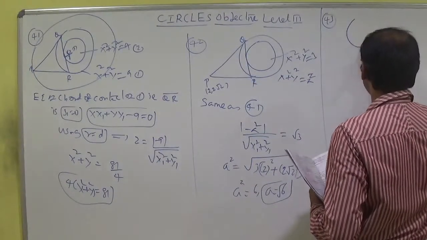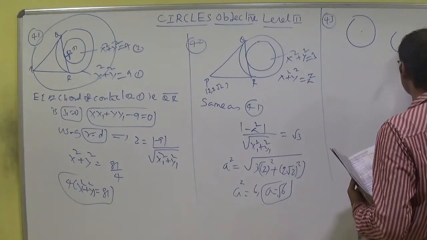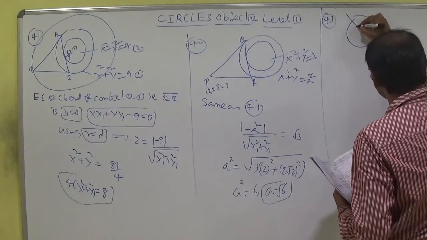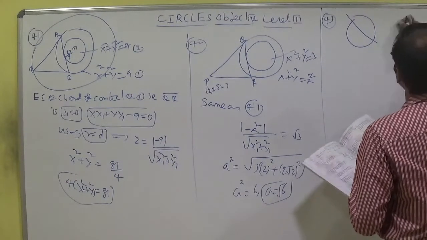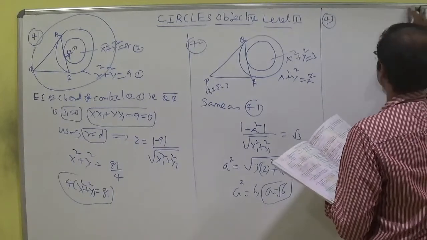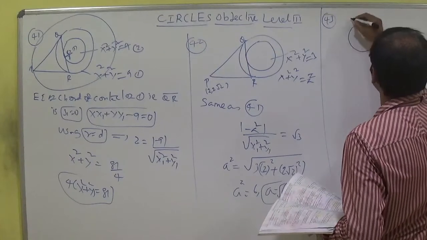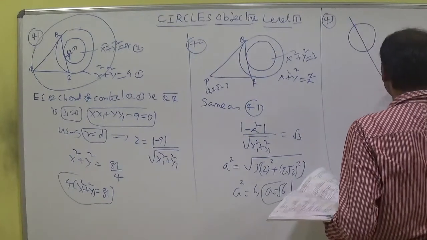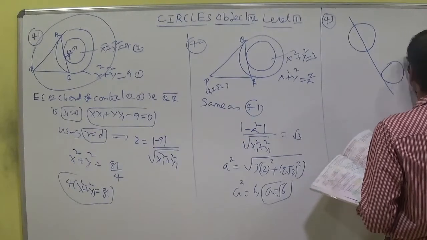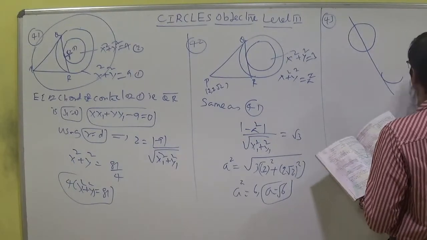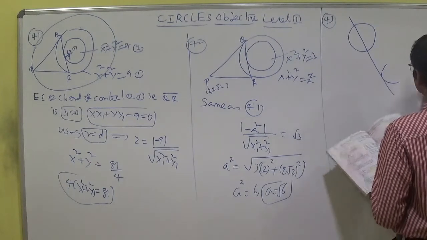The same line is a normal to one circle and the same line is a tangent to another circle. We know that a normal passes through the center of the circle. For the second circle, the line he has given is passing through the center, and for the first circle it is a tangent. So it is tangent for the first circle and normal for the second circle. Let us draw like this.